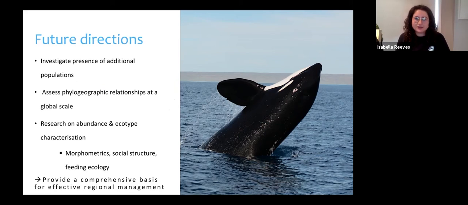And obviously research on abundance and ecotype characterization for conservation is super important. So looking at things such as morphometrics, social structure and feeding ecology will all help provide a comprehensive basis for effective regional management. Something I'd like to note as well is that there are co-authors in this paper, and I've got other colleagues that are actually working on some of this already, which is great. So in the next few years, we should know more about these populations and how to best conserve them.